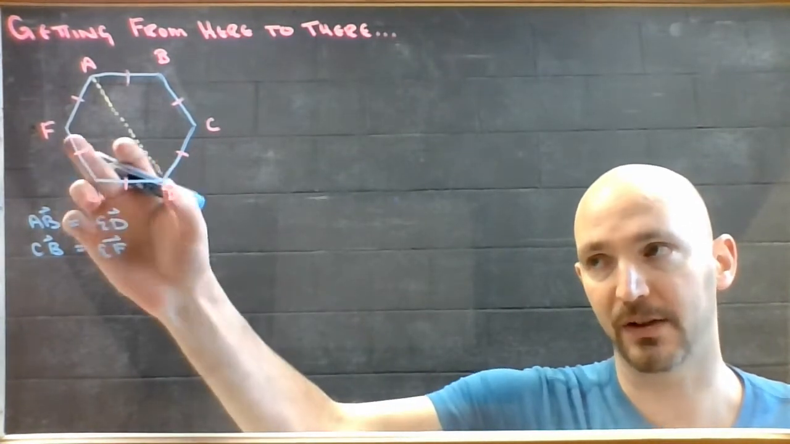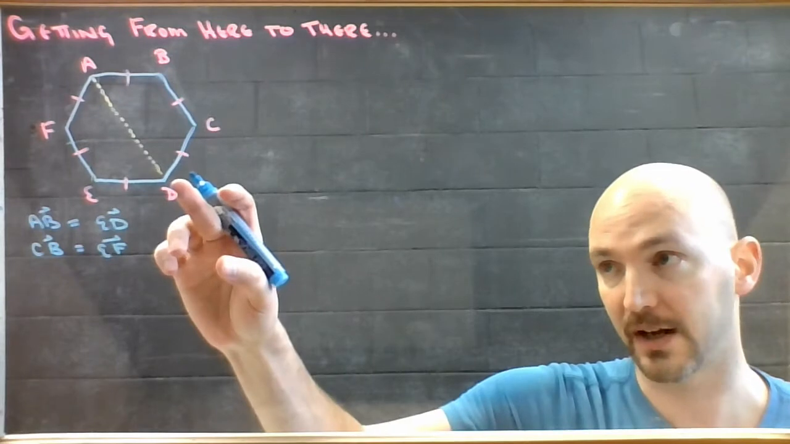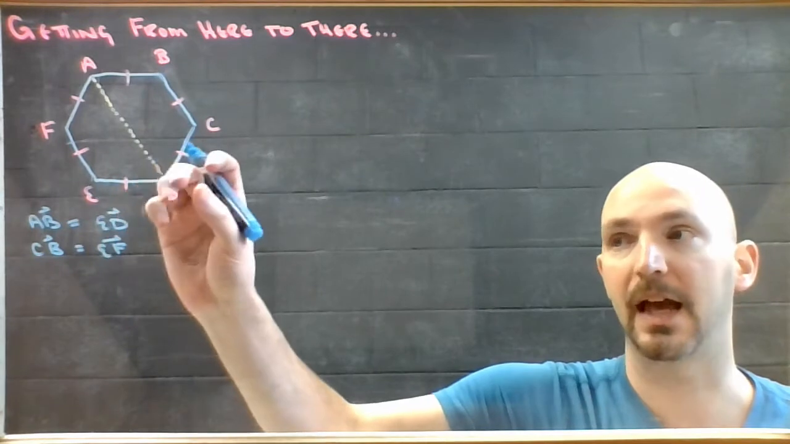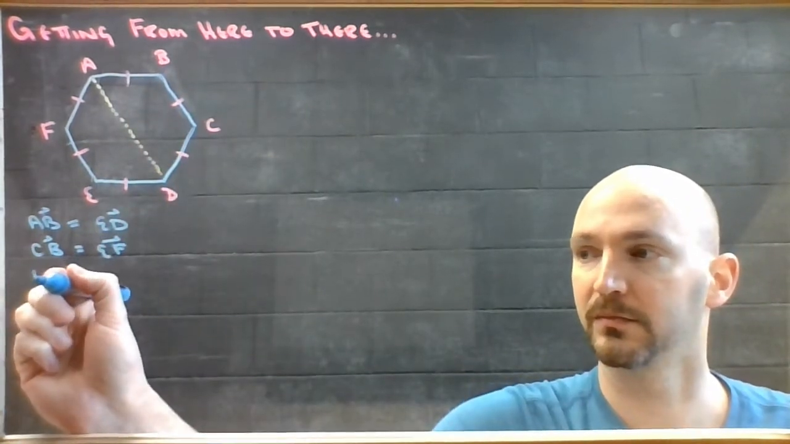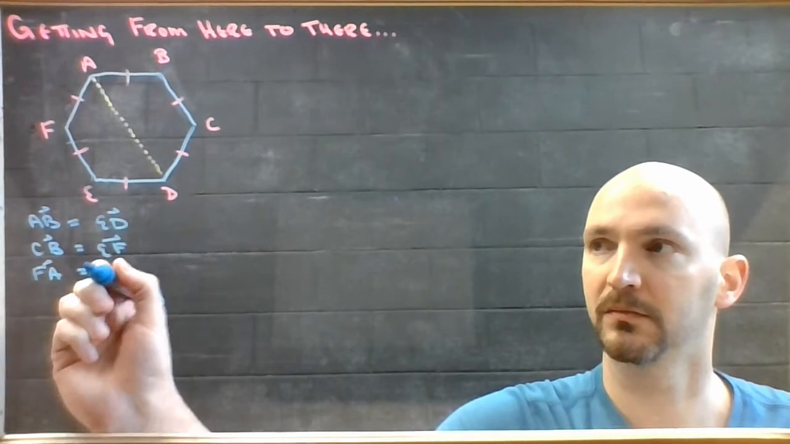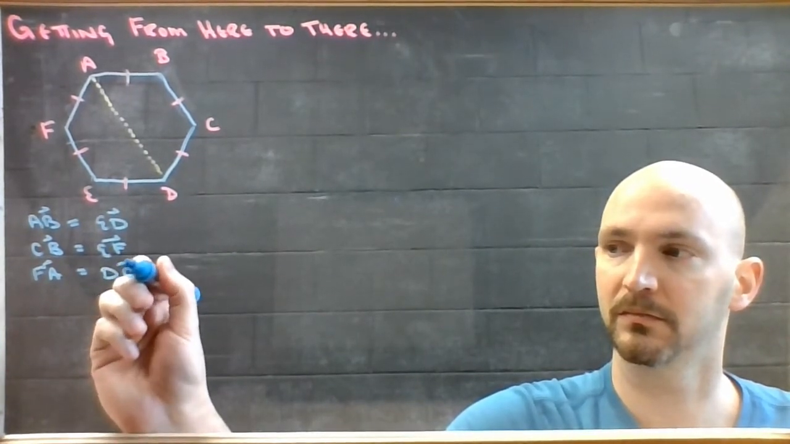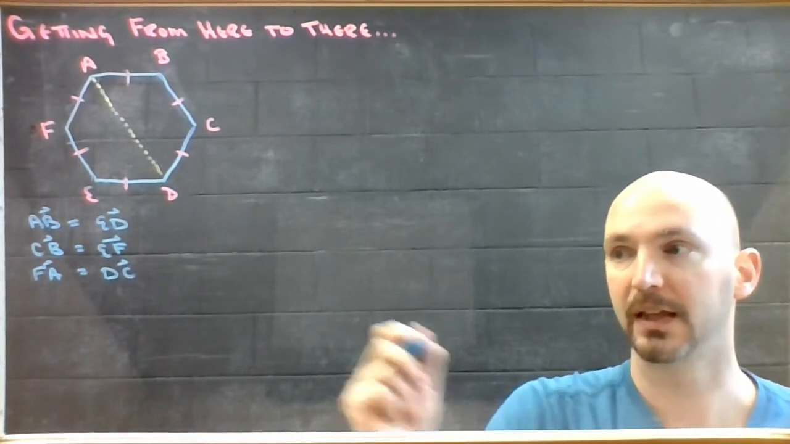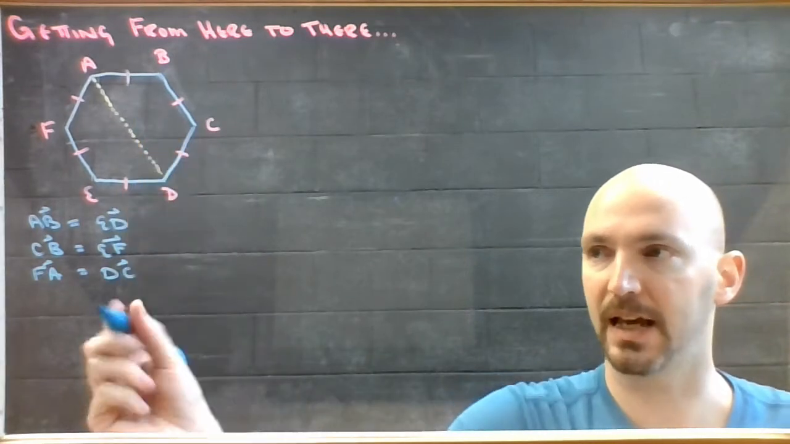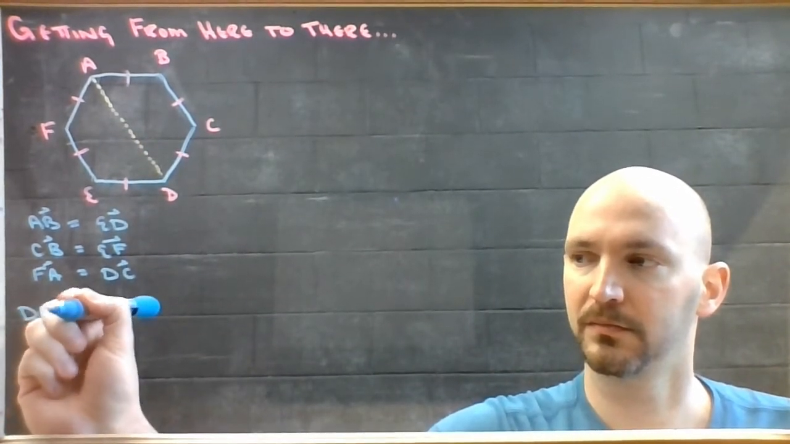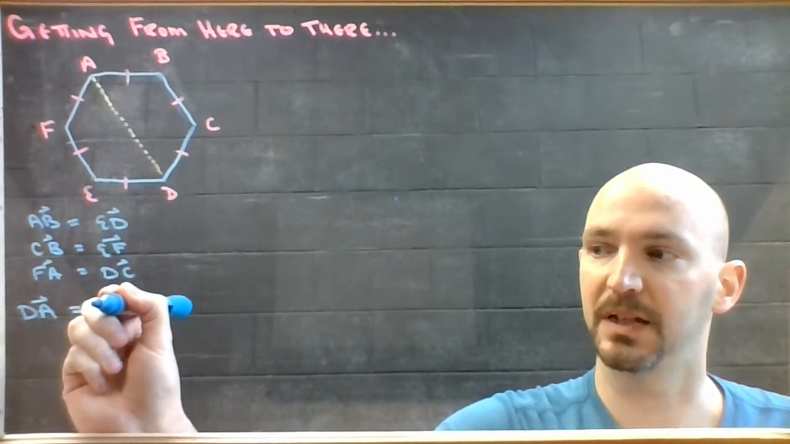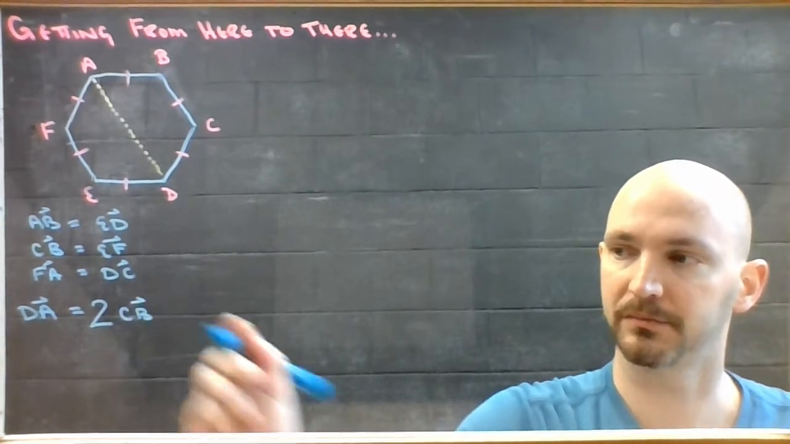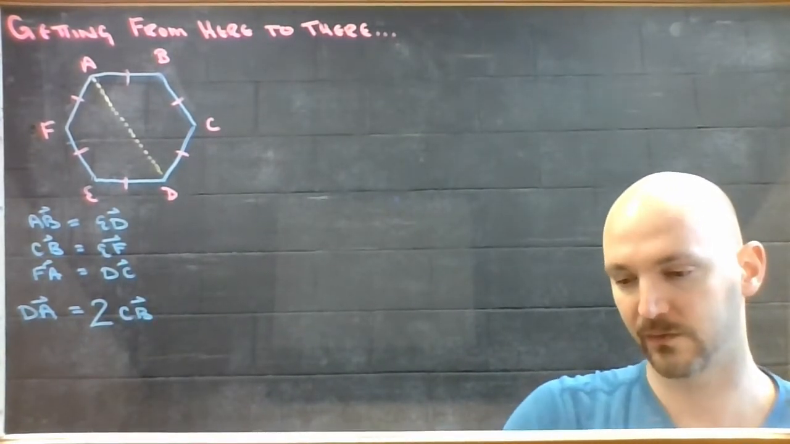And I can say that the vector from F to A is identical to the vector from D to C, because they're the same length, they are parallel, and they're both going in the same direction. Now, there is another fact that you can prove, that this vector here from D to A happens to be twice the vector from C to B. So I'm just going to give you that for now.